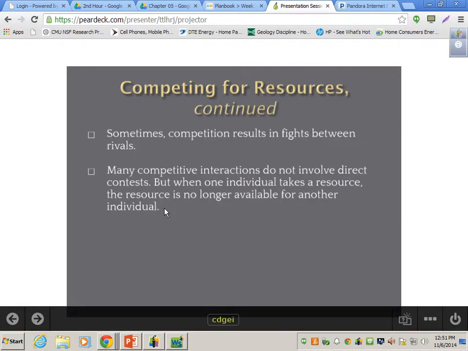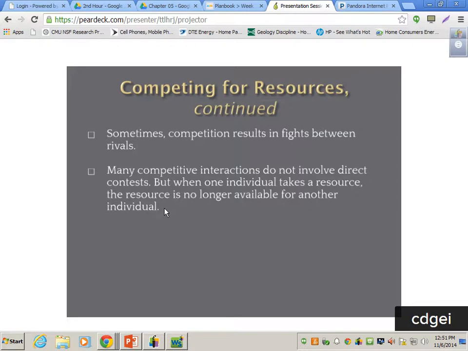So sometimes competition results in fights between rivals. So I would think of that as like a job interview, right? You got to interview for your job. You got to fight, so to speak, for the job. So like I applied for a biology position. There were like 100 applicants because at that time there were a lot of people looking for a job, and they went through them, and then they got rid of some, and then they interviewed only a few, and then they hire you. But there is competition there, right?